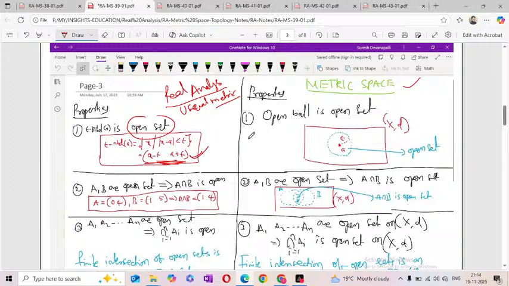Now come to the metric space. Here, what we call the epsilon neighborhood, we call the open ball, with center a and radius epsilon. This open ball is always an open set. That means the epsilon neighborhood or open ball is always an open set. That is the first one.